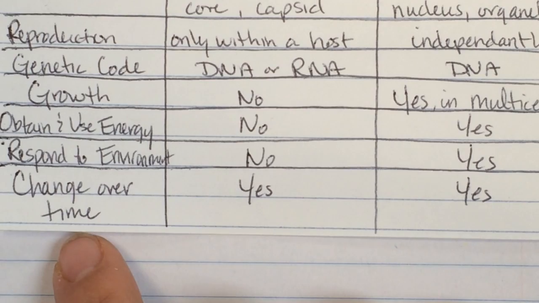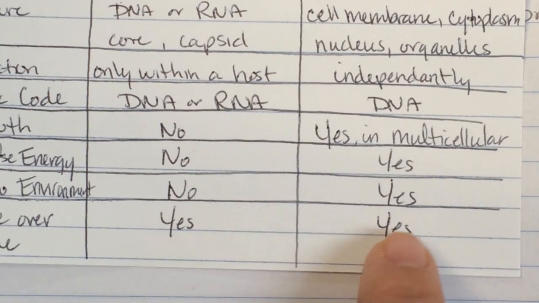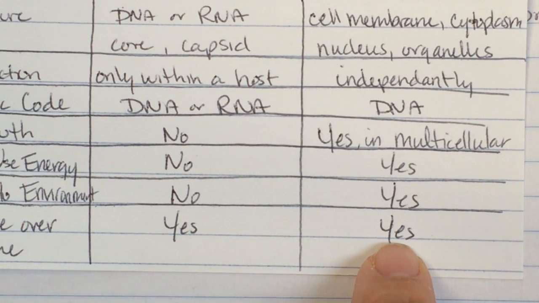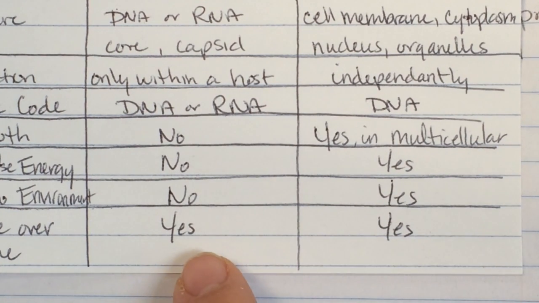And finally, change over time. Both viruses and cells do change over time. The fancier word for that, of course, is evolution. And so we do see evolution in viruses and we see evolution in cells.